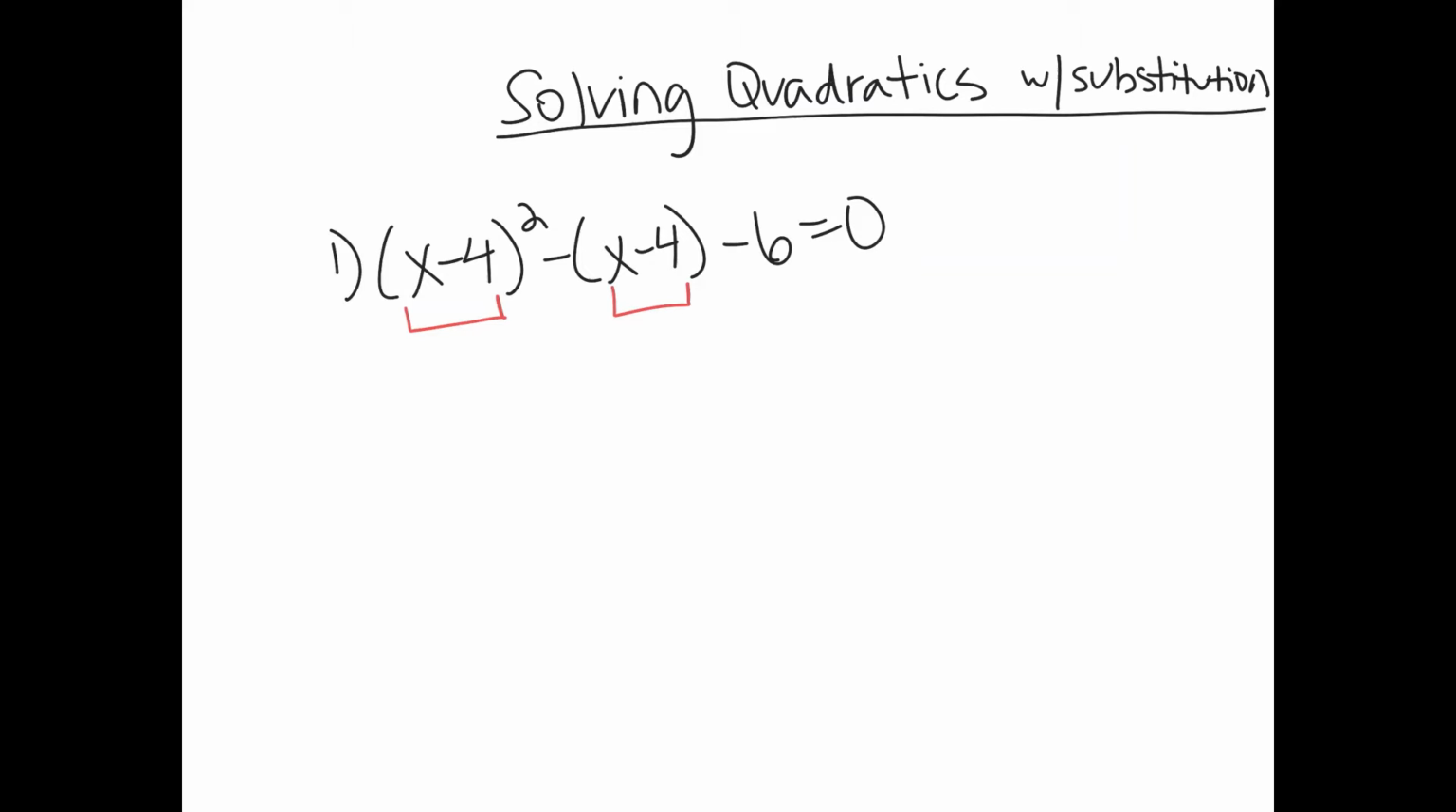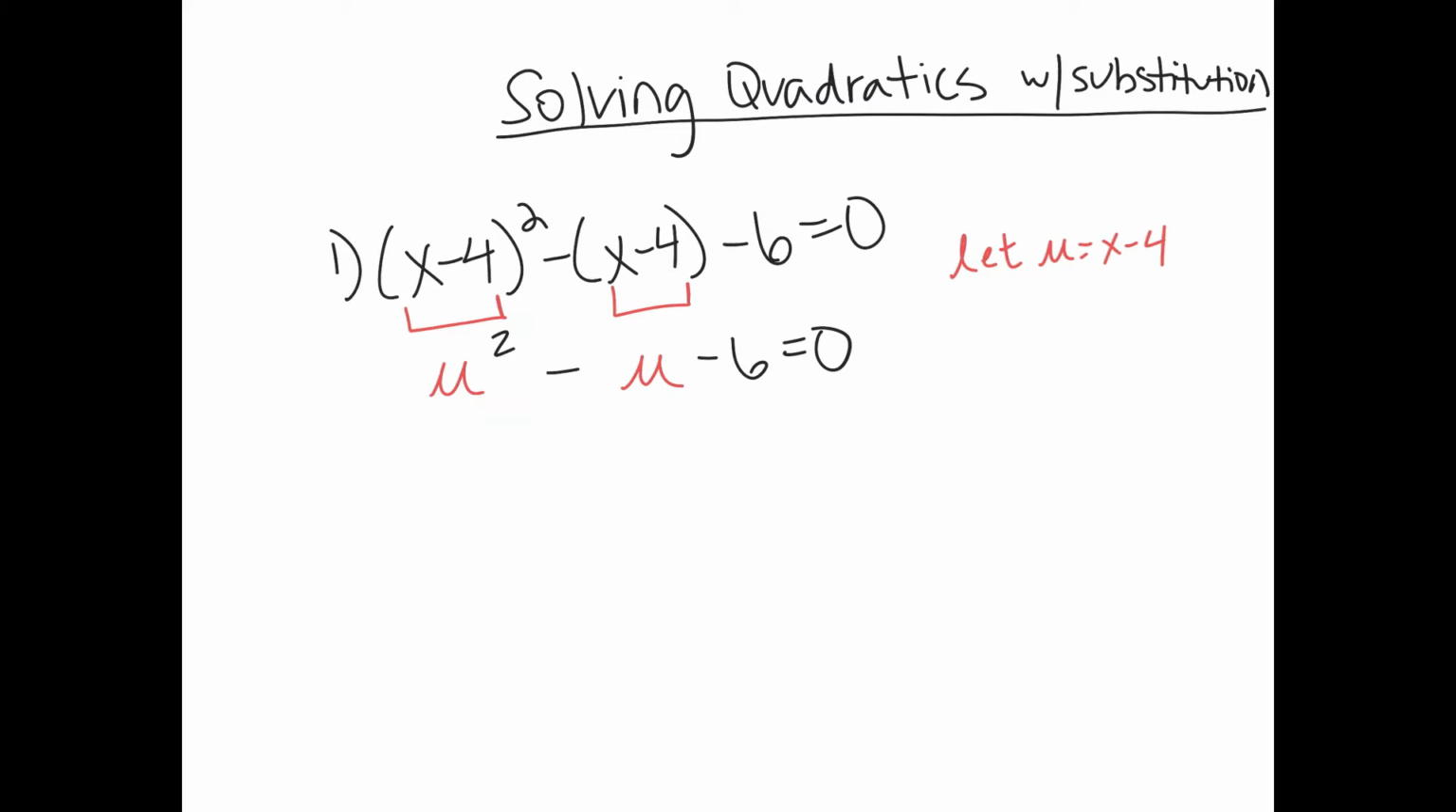Well, yes, I could FOIL out x minus 4 times x minus 4. I'd get a very long quadratic. So let's see if there's an easier option. Since I have the same parenthesis of x minus 4, let's let u equal that binomial x minus 4. So if we let u equal x minus 4, that means instead of writing our parenthesis, I'm going to write u. So this is going to turn into u squared minus u minus 6 equals 0. And that looks much easier for me to solve.